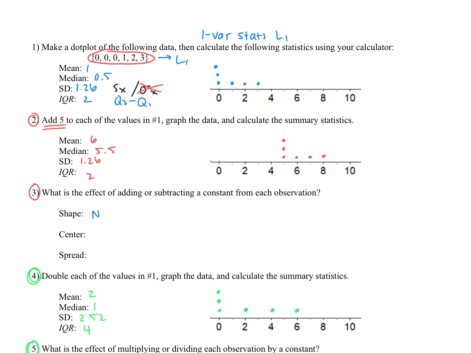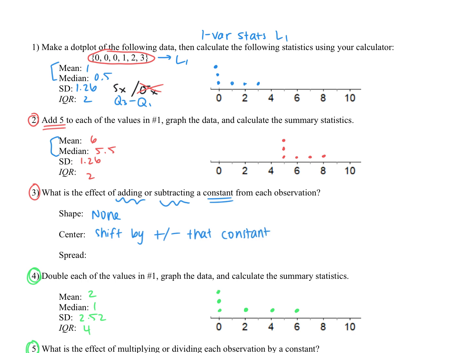None. It's the exact same shape. So if you are ever adding or subtracting a constant, the shape will be the same. What about the center? Center being mean and median. I'll shift it upwards. Did it shift up by a number that makes sense, or just by a random value? Find it constant. By 5. So the center will shift by adding or subtracting that constant.